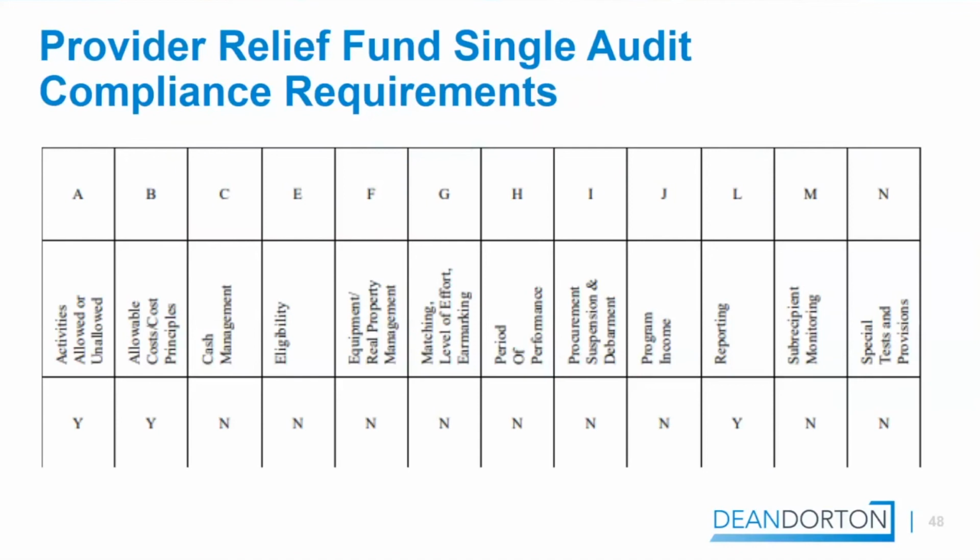The activities allowed or unallowable and allowable cost and cost principles, meaning did you spend the money on what you're allowed to spend it on based on what you reported in those reporting requirements? The FAQs are going to drive a lot of how this is audited. So just know that.